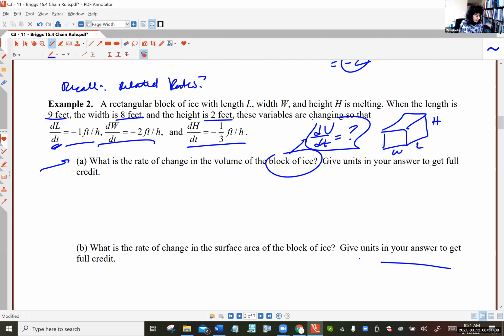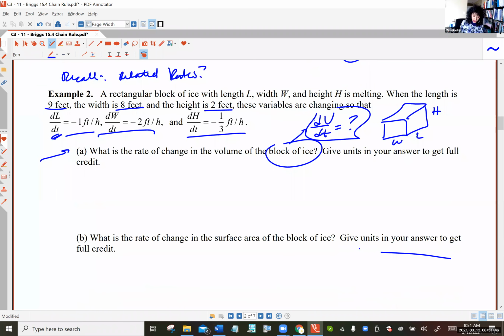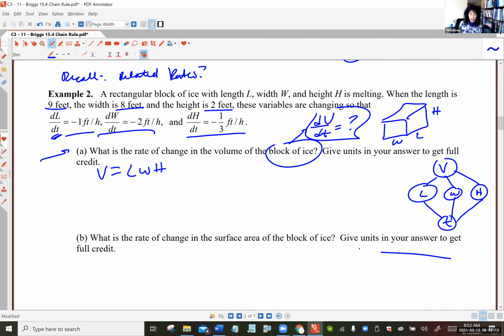So folks, you're going to have to use the chain rule. You have no choice. Too bad. Why? Well, if I draw a little situation here, this might help you. Volume is a function of 3 variables: length, width, and height. So volume is equal to length times width times height. And all 3 of those variables are functions of time. I'm going to use my diagram because it's the same time t driving the bus.